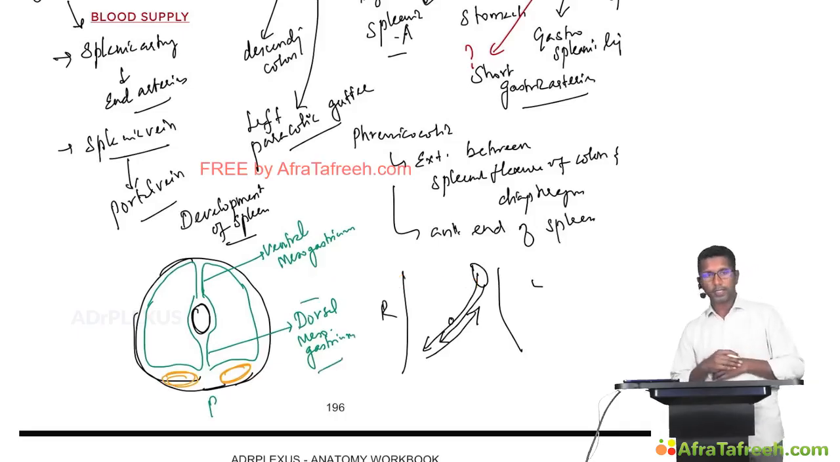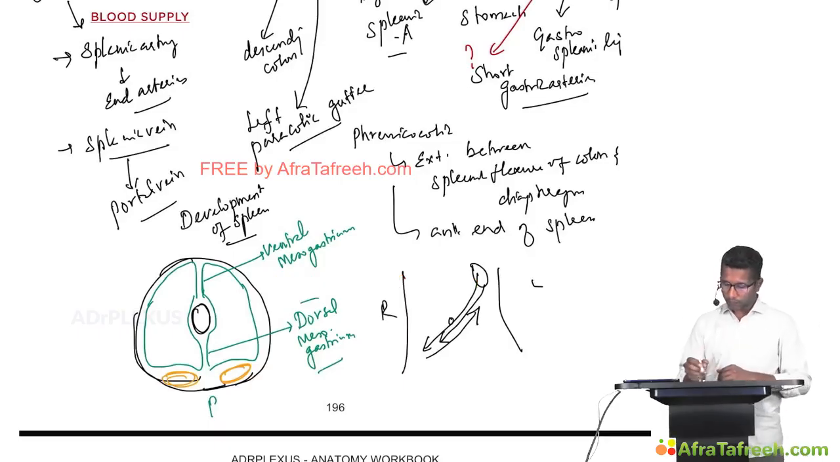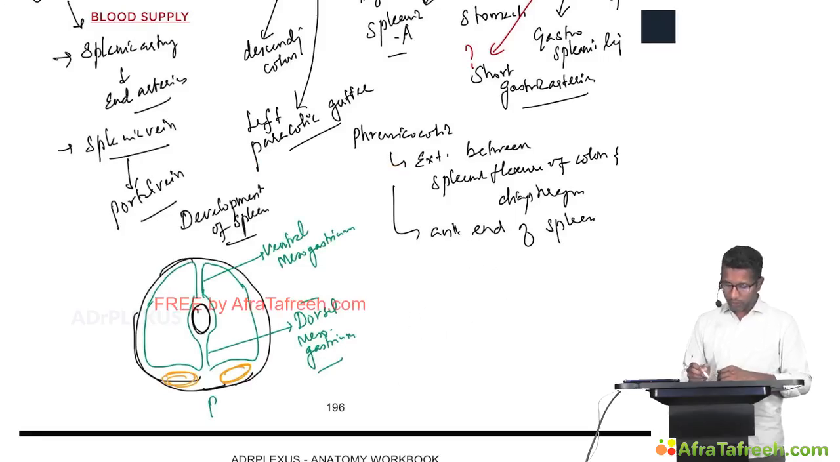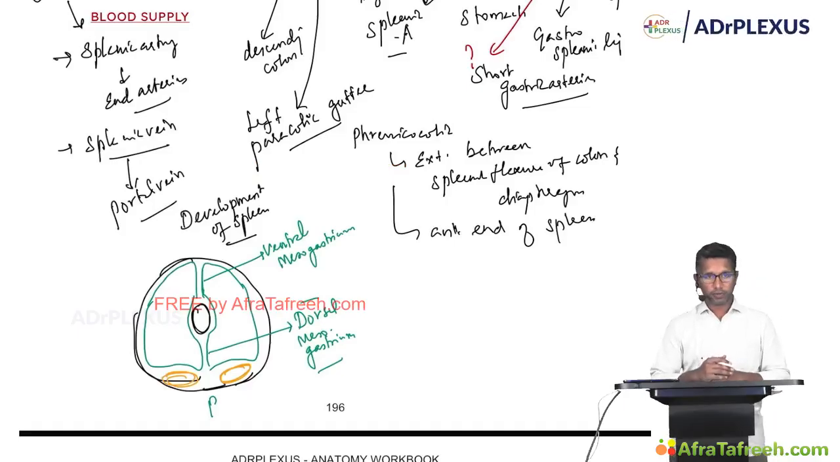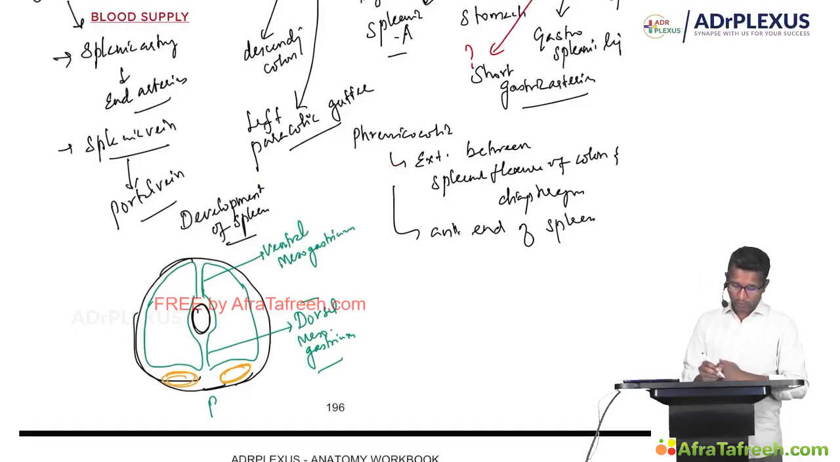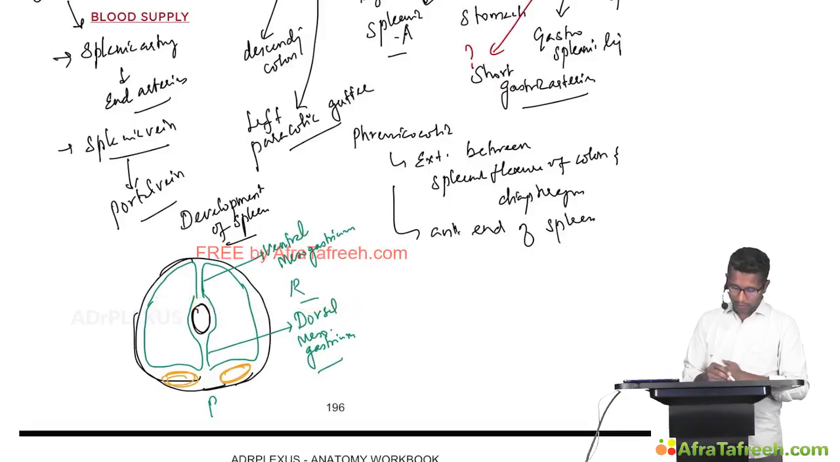Okay, this is called the dorsal mesogastrium. So what happens is slowly, in the left leaflet of the dorsal mesogastrium... Okay, so this is the right side. Let us mark this: this is the right side and this is the left side.